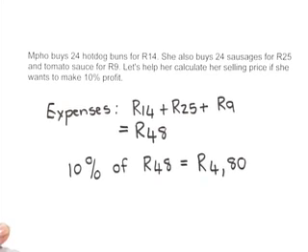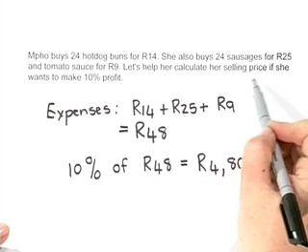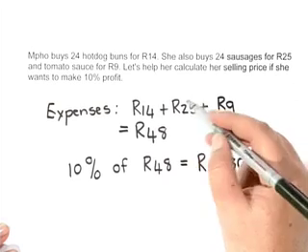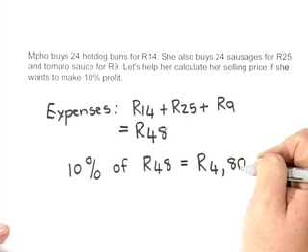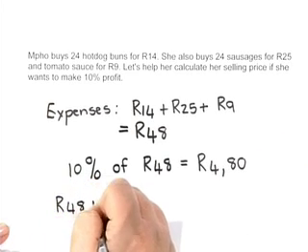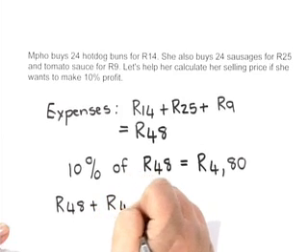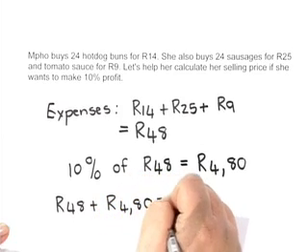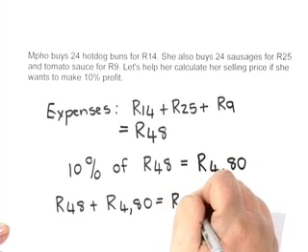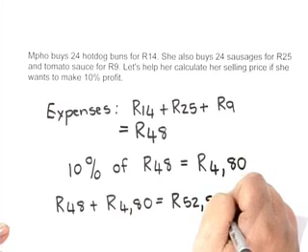Now we're still wanting to find out what is her selling price. We now know that will be 48 Rand plus the 4 Rand 80. That's how much money she's looking for in total. And together that's going to give us 52 Rand and 80 cents.